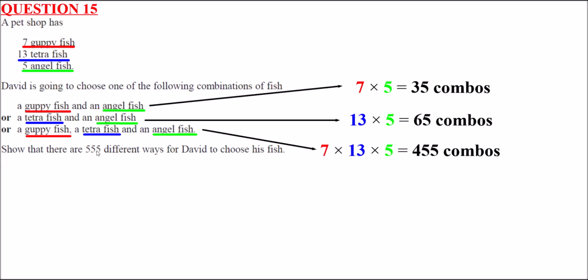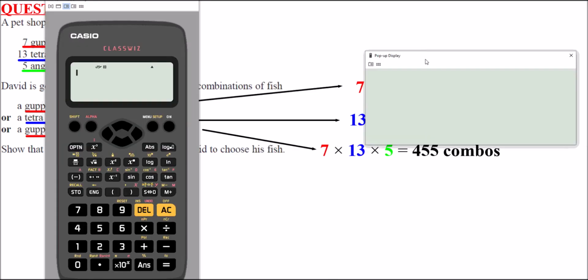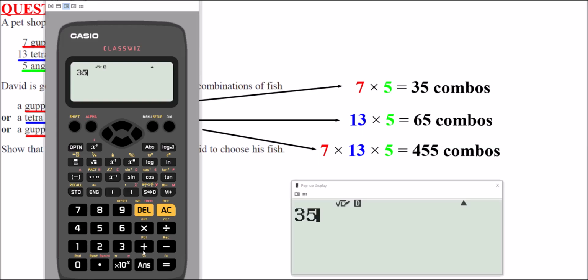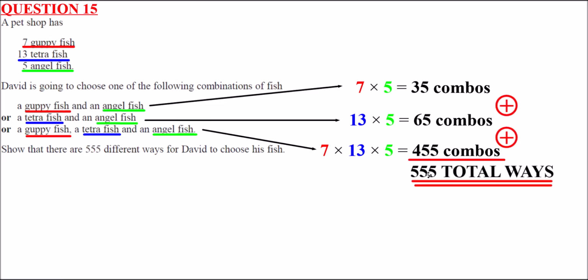So in total, we need to show that this adds up to 555. The only thing we need to do now is just prove to the examiner we've added these up and it comes to 555. Always worth double checking, of course, to make sure we've not made any errors. So 35 plus 65 plus 455, does that work? Big relief, yes it does. So we just add these together, sum them, and then we can conclude that yes, there are 555 total ways like the question wanted us to prove. So we've proved it, therefore we're done and can move on to the next one.